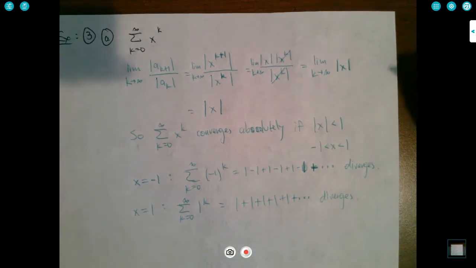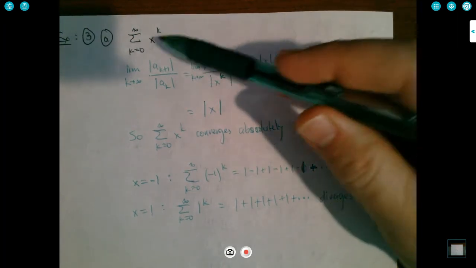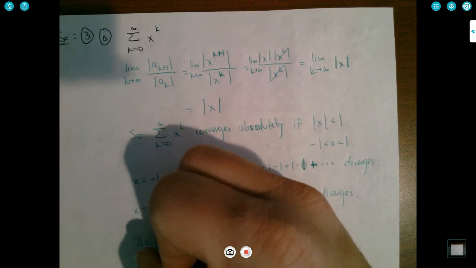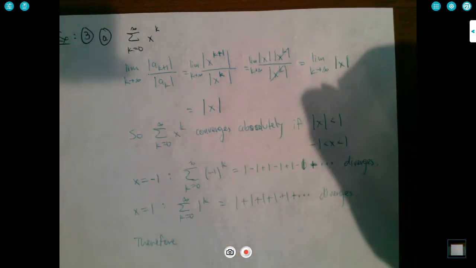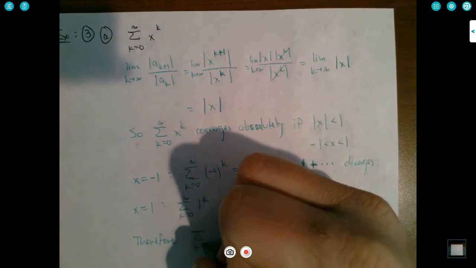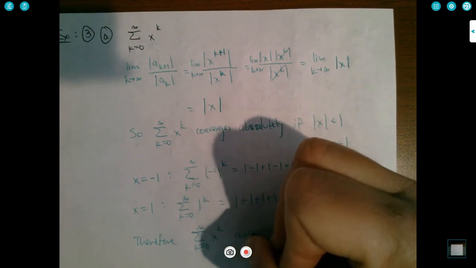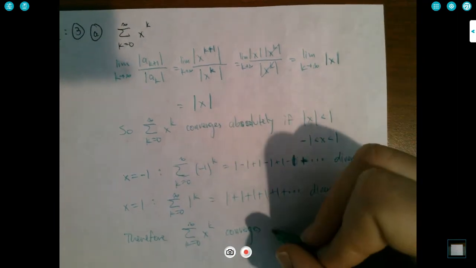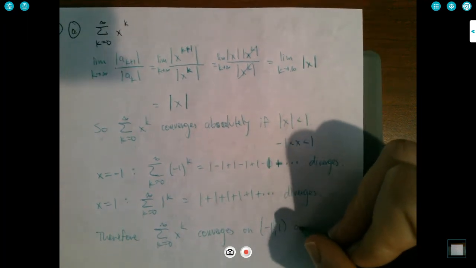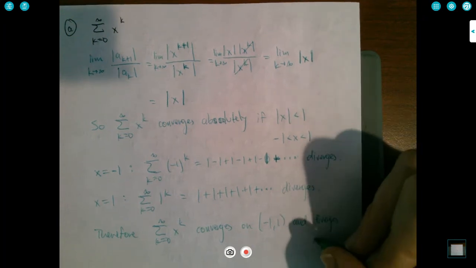So now we've answered the question completely, right? We know that this series is going to converge. So therefore, the series from k equals 0 to infinity of x to the k converges on negative 1 to 1 and diverges elsewhere.